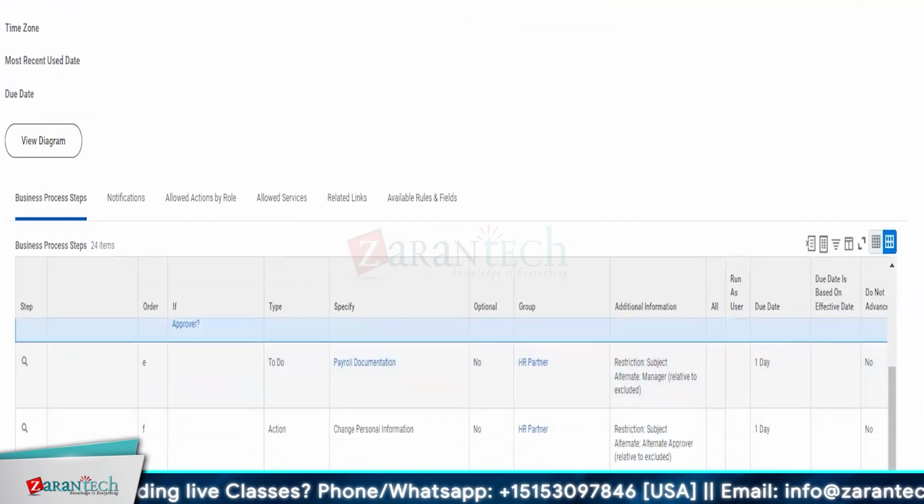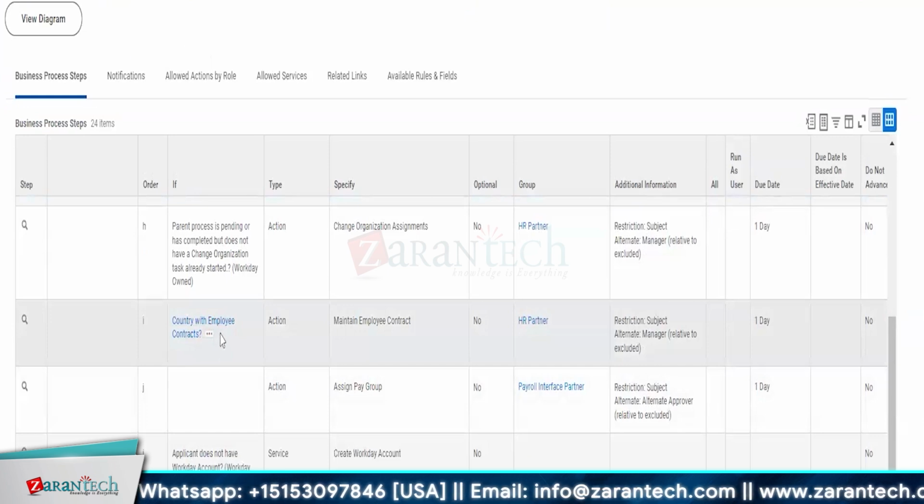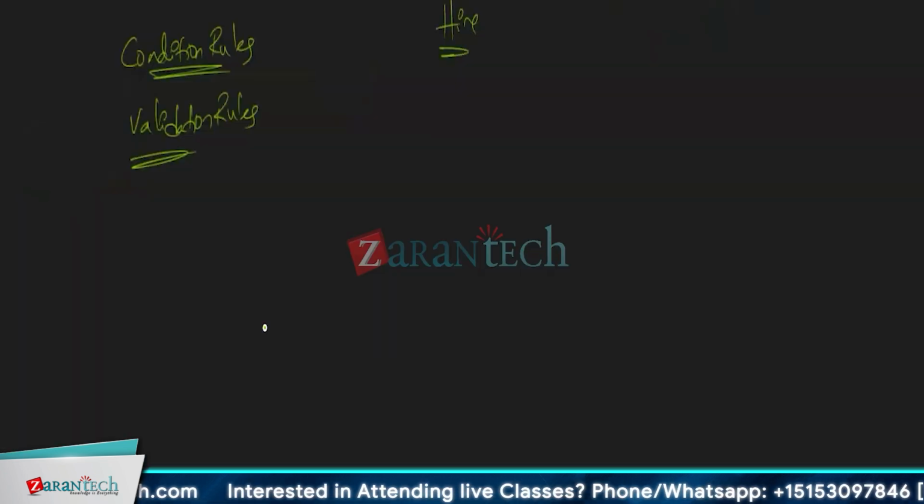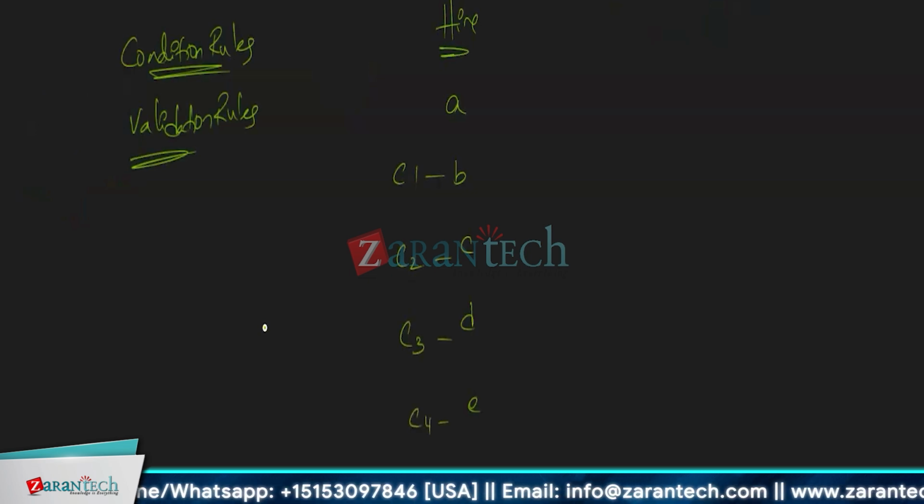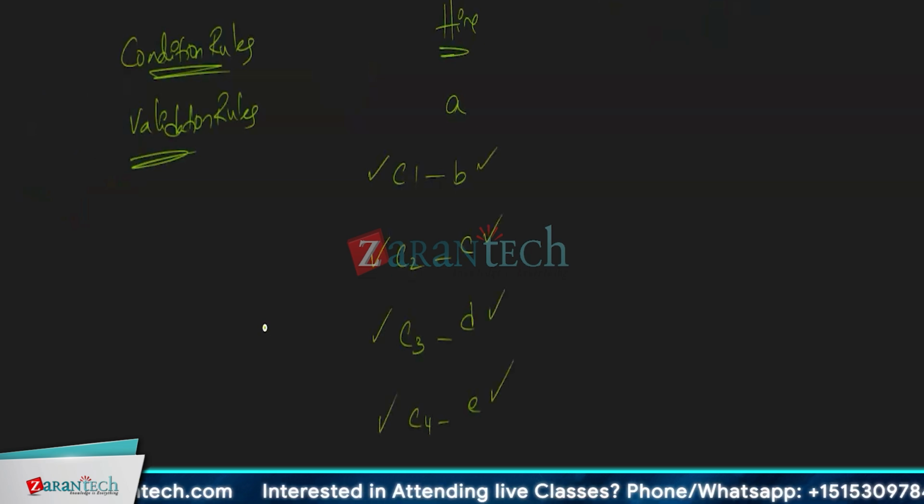Based on the value of these conditions, Workday will determine if it has to enter that particular step or it will not enter that particular step. Okay, so for a condition rule, let's say this is a business process: step A, step B, step C, D, E. So you have a condition 1 here, a condition 2 here, condition 3 here, and condition 4 here. Only if the conditions are true, then these steps will be executed in Workday.